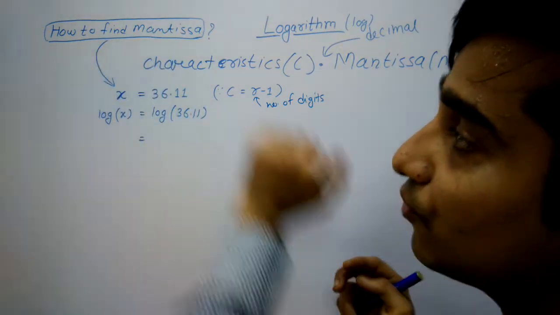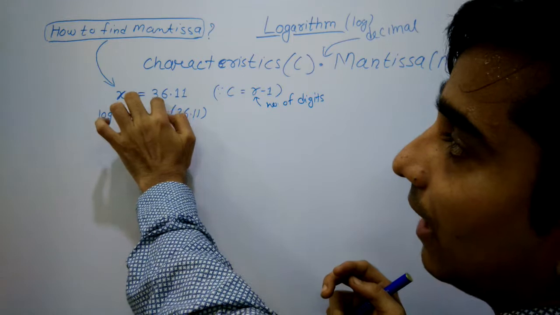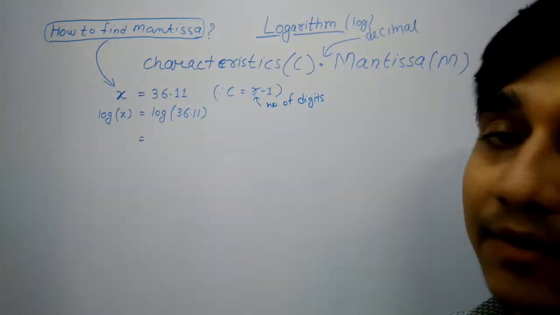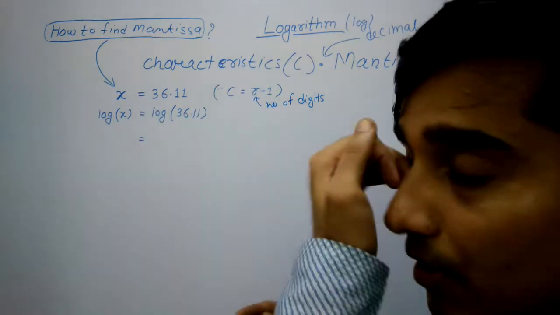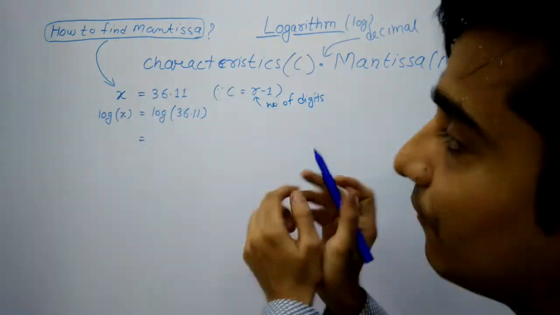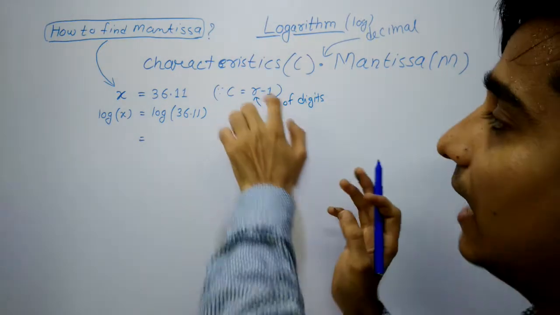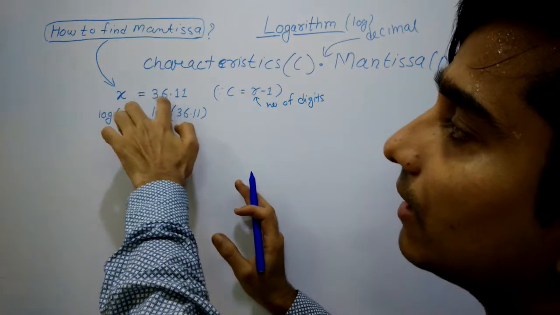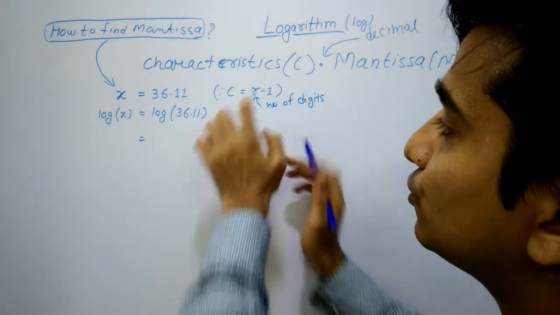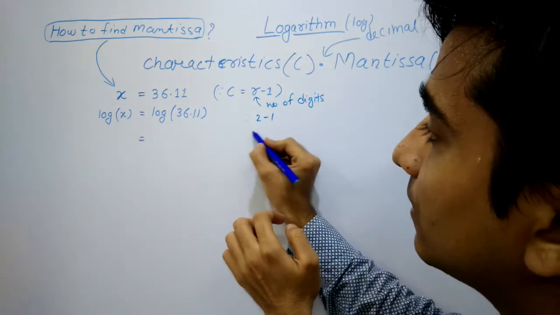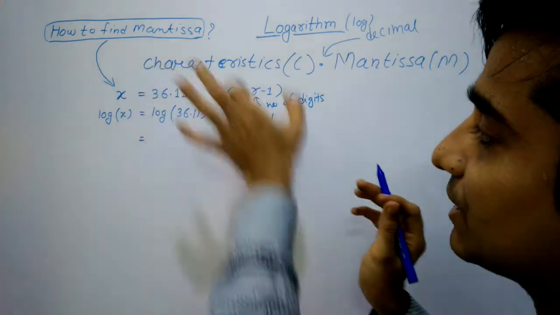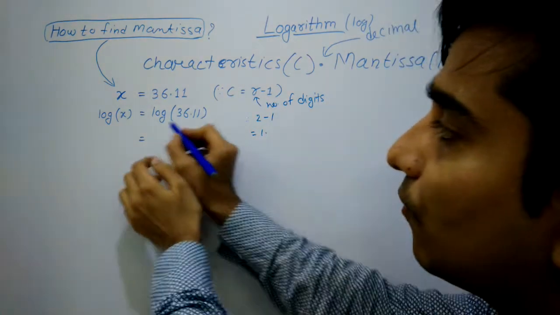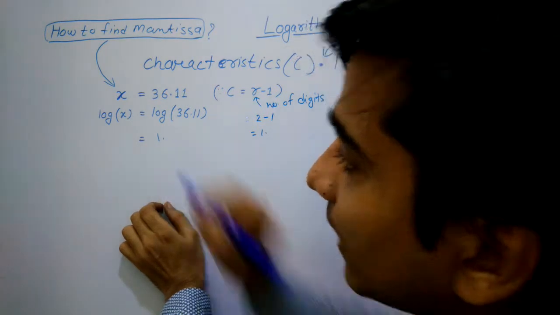But how do we find the mantissa? Let's say our number is 36.11. So x is my number, which is more than 1, as I taught in the last video. First you use the formula c equals r minus 1, where r is the number of digits present before the decimal. How many digits are there? 1, 2. So you put 2 minus 1, which equals 1. This is the characteristic part. After finding the characteristic you have to put the decimal, so just put 1 and a decimal point.